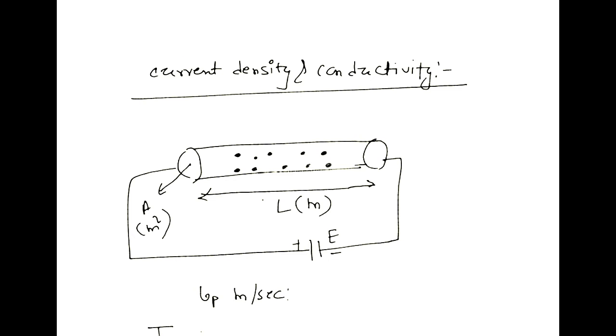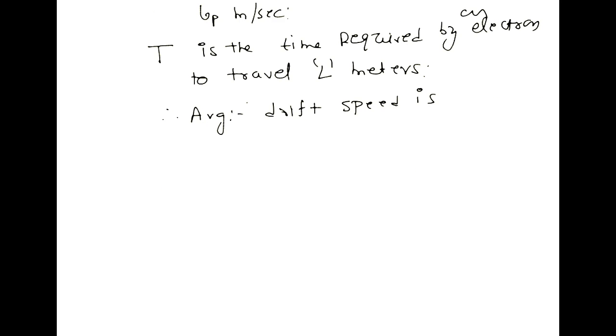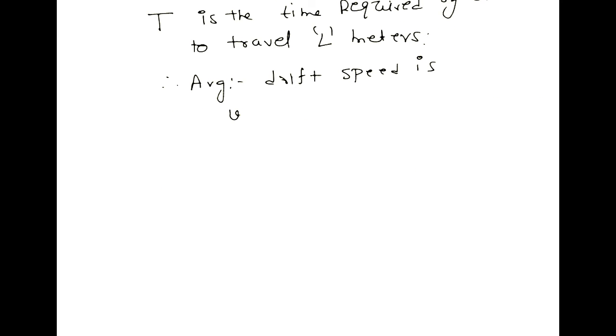Suppose T is the time required by an electron to travel L meters. Therefore, the average drift speed is Vd equal to L by T.